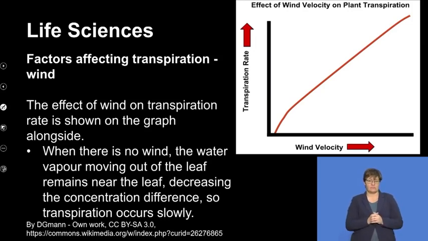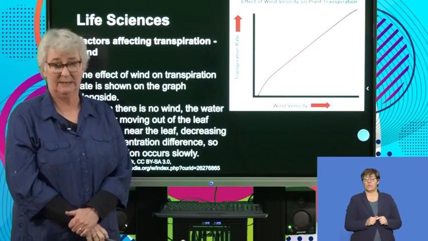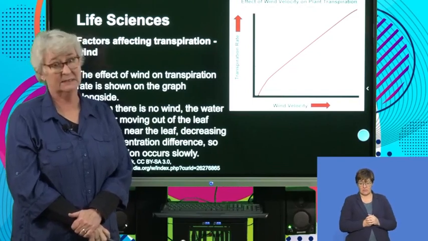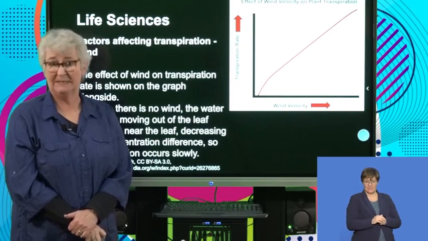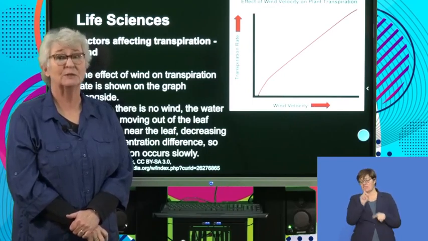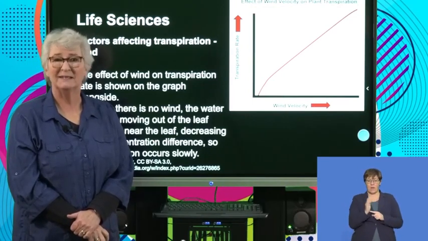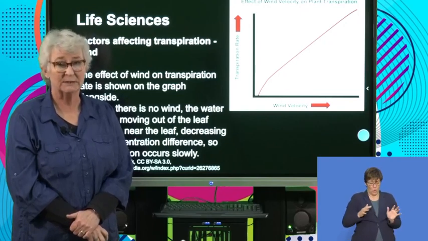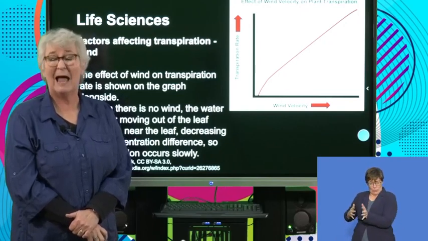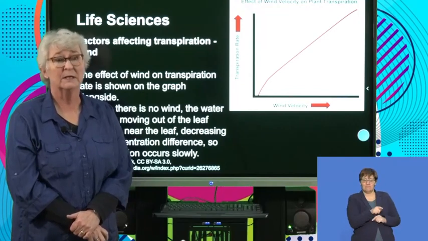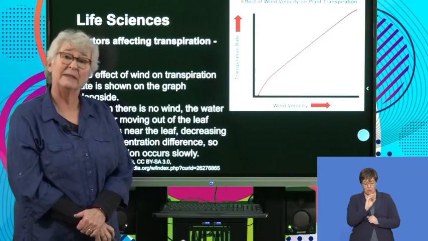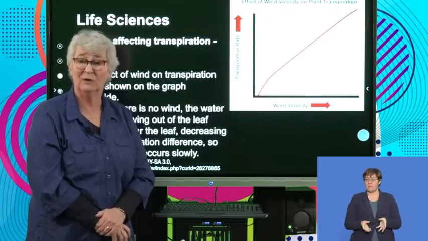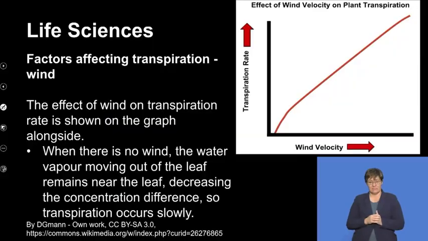Next one we're having a look at is wind. And again, this has a slightly different shape to some of the other graphs we've looked at. The scientists have done an experiment where you put potometers with the plant under different wind speed conditions and then measure how fast transpiration occurs and plot it on a graph, and then you end up with a graph looking like this. So let's have a look.